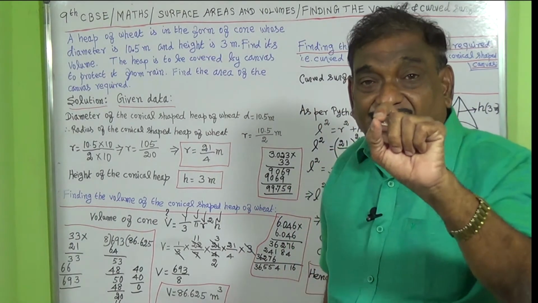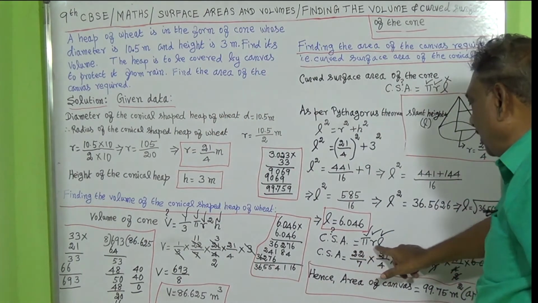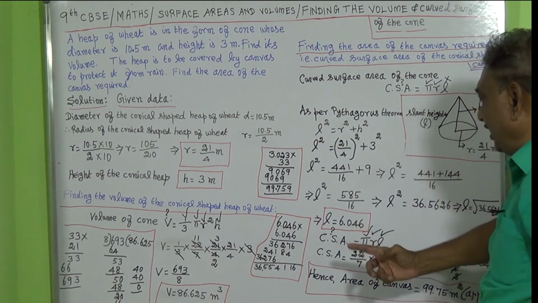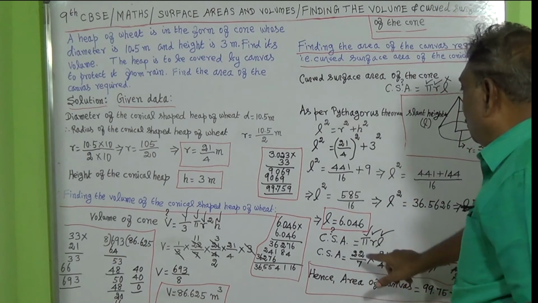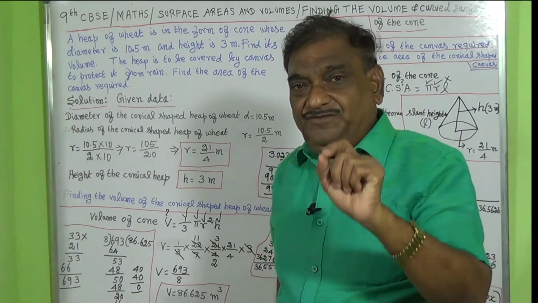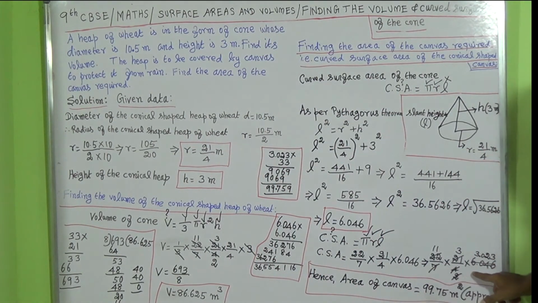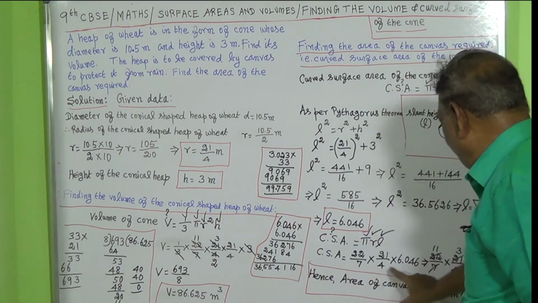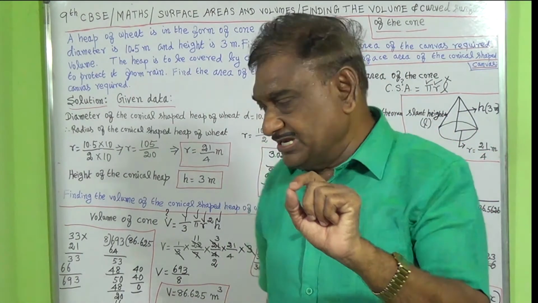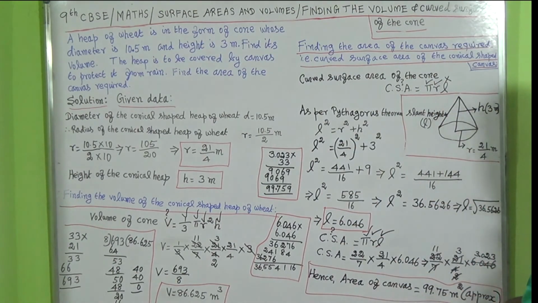Now again we write the formula for the curved surface area of the conical heap. That is C.S.A. equals pi r L. The r is given in the sum. Now we have determined the value of L, so if we substitute the radius as 21 by 4 and the slant height L as 6.046, we can find the curved surface area of the cone. For simplification and calculation, you can refer to the board. Hence the area of the canvas required is 99.75 meter square approximately.